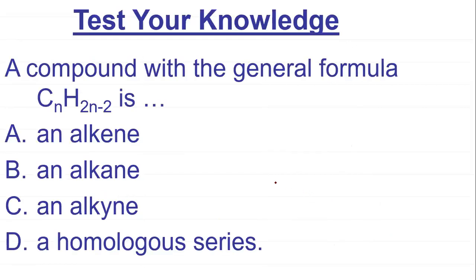Right. So let us test our knowledge. A compound with the general formula CnH2n-2 is A, an alkene, B, an alkane, C, an alkyne, D, a homologous series. Already we see this one, it's already out. But for 2n-2, we definitely know that the correct answer is that it is an alkyne altogether.